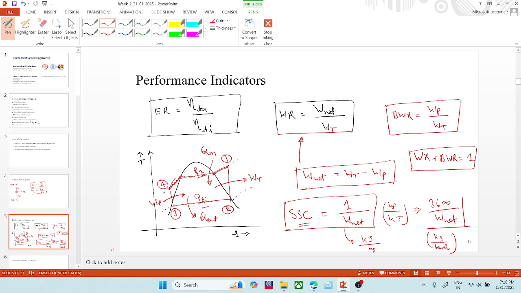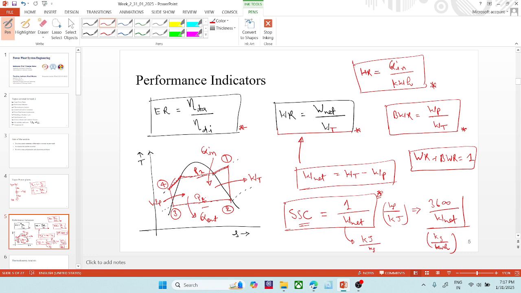Next thing is the heat rate. Basically, the heat rate is the heat supplied per kilowatt hour of network done. So this is the heat rate. So this efficiency, work ratio, back work ratio, heat rate, and specific steam consumption are the performance parameters. Based on that, we evaluate the performance of any vapor power plant or the Rankine cycle power plant.